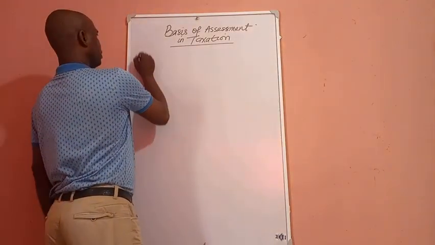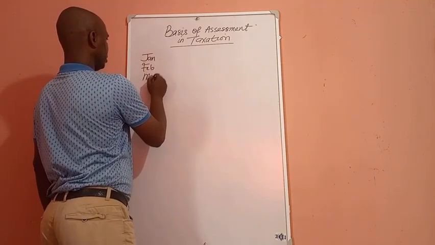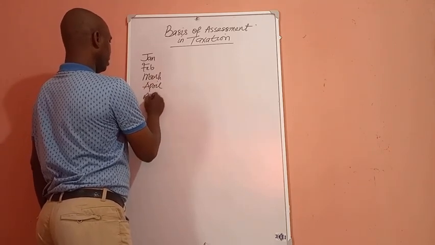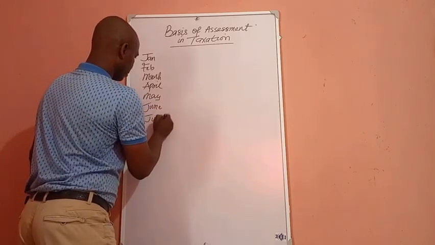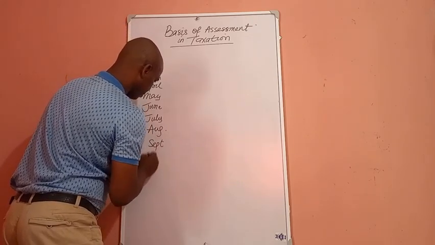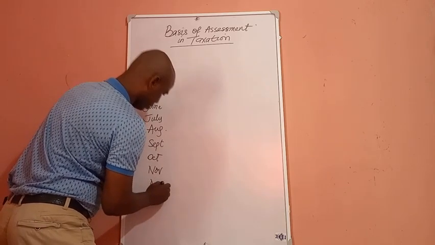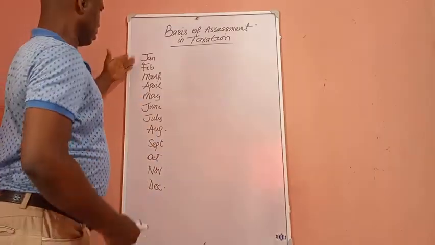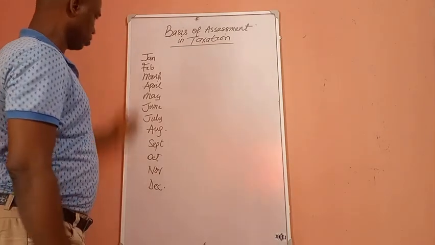Now look at this date. We have January, of course, February, March, April, May, June, July, August, September, October, November, and then December. These dates are usual in real life activities, January to December.